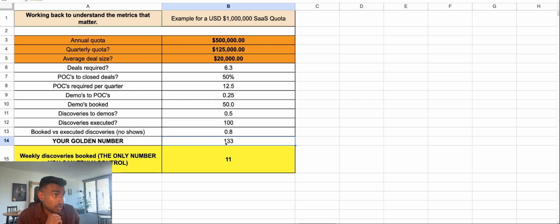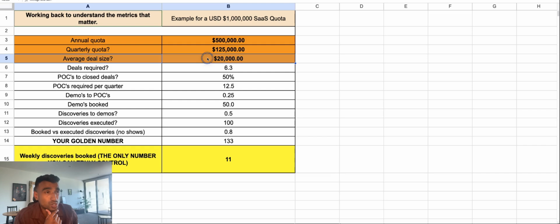So what this looks like for you is your golden number is 11, right? So you need to be booking 11 discoveries every week. That is your golden number. So every week you show up and you go, how do I book 11 new discoveries? Now, this is a bit of an aggressive number for anyone in tech sales. You're probably looking at this and going, holy shit, how do I book 11 discoveries? Like, that is a lot of activity.